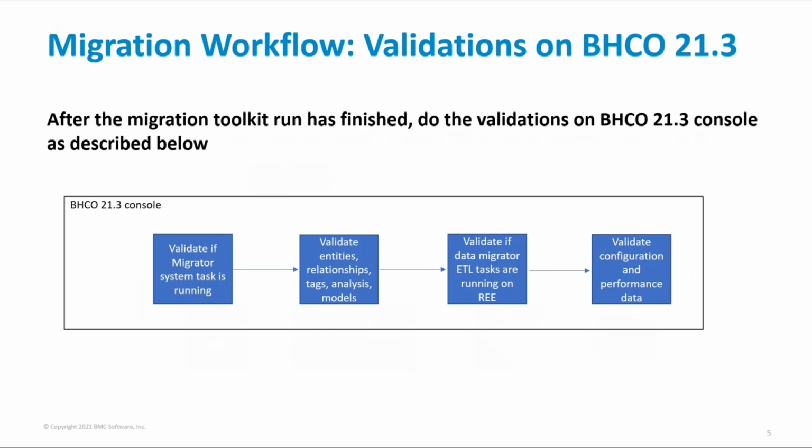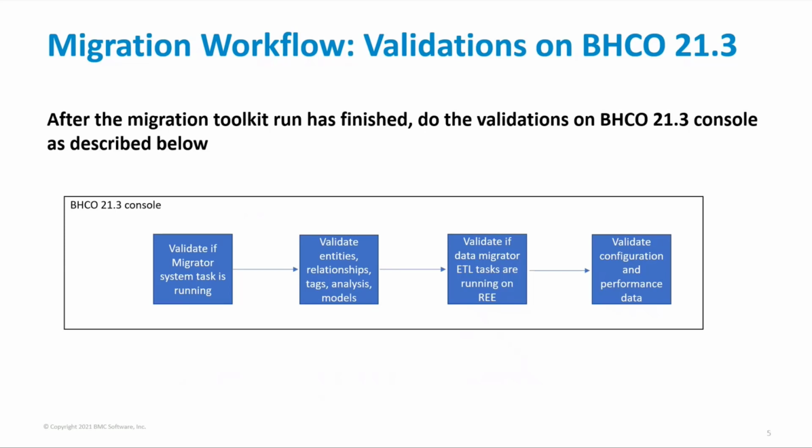After the migration toolkit run is finished, the next steps that remain on the BHCO console side are the validation steps. Now, what are the validations that one needs to do on the BHCO side? After the metadata file is transferred to the BHCO side, the first thing that needs to be done is that the customer needs to verify that the migrator system task is running. After the task is finished, what that task does is it populates all the entities, relationships, tags, analysis, and models. So that validation needs to happen.